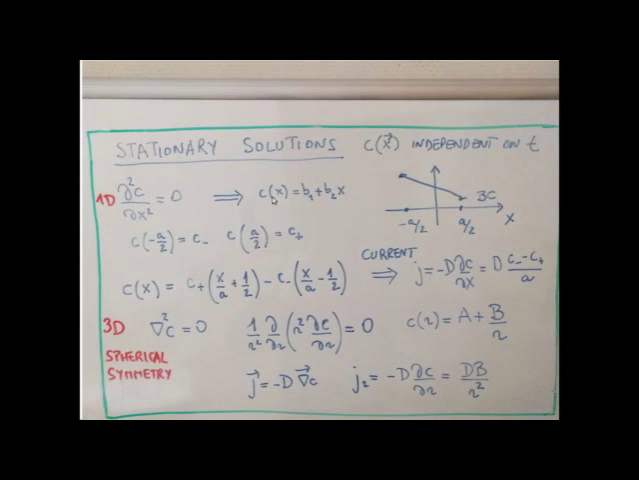So in one dimension, the solution of this differential equation is very simple. It's a straight line. The second derivative is equal to 0, and this gives a simple straight line.